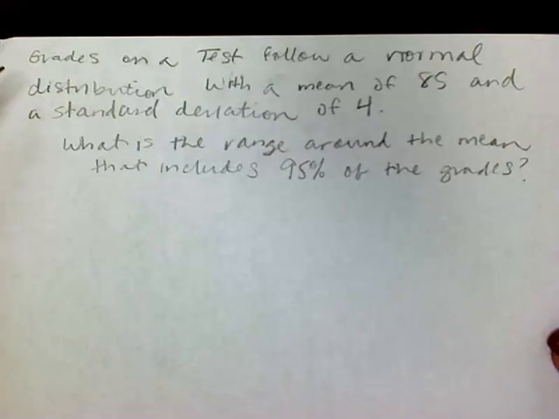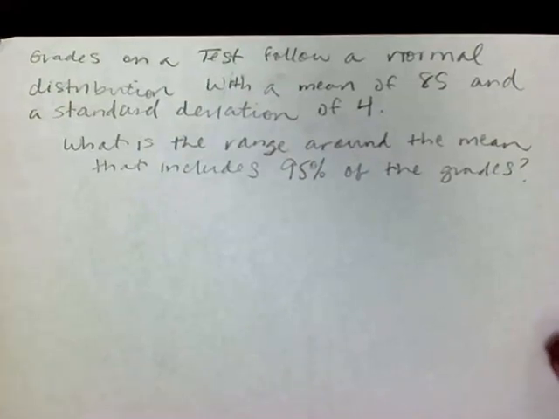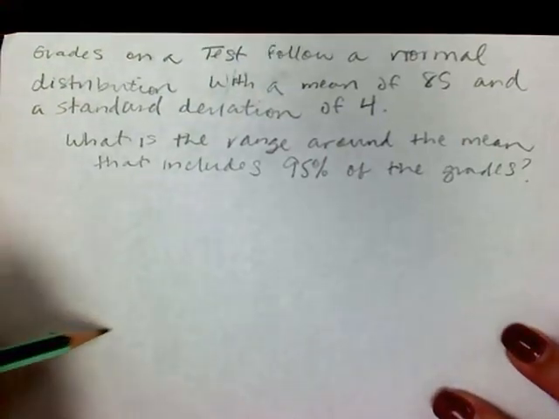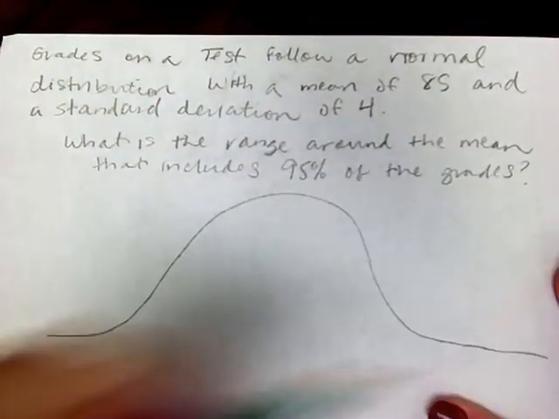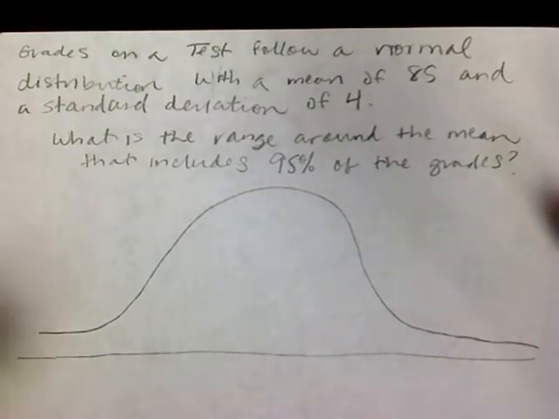The grades on a test follow a normal distribution with a mean of 85 and a standard deviation of 4. What is the range around the mean that includes 95% of the grades? To do this using a curve, again, this only works if it says that we have a normal distribution, or it might say if we have a bell curve.